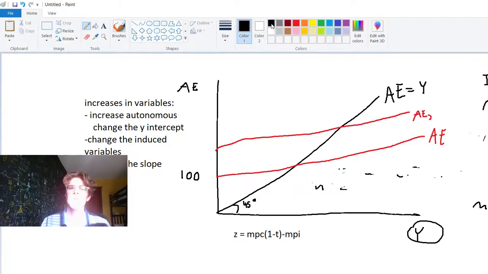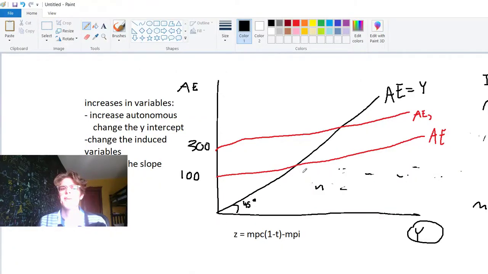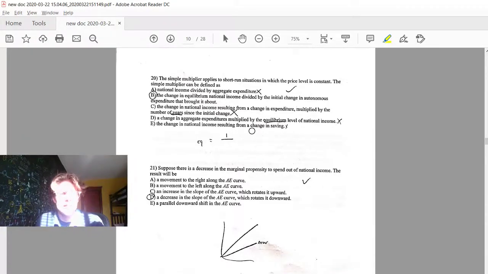And where is it going to be? It's going to be at 300 because we increased by 200. So what did we call that? That was the change in equilibrium, the change in equilibria here, divided by the initial change in autonomous expenditure that brought it about.